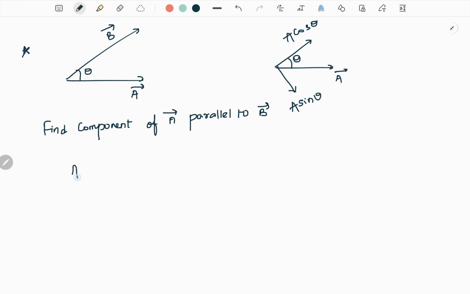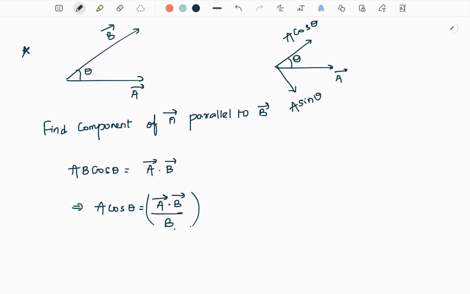So as you remember from the dot product, we can write ab cos theta is equal to a bar dot b bar. Since we want a cos theta, from here we will write a cos theta is equal to a bar dot b bar divided by b. Okay, so this is the magnitude of component of a bar along the direction of b bar.